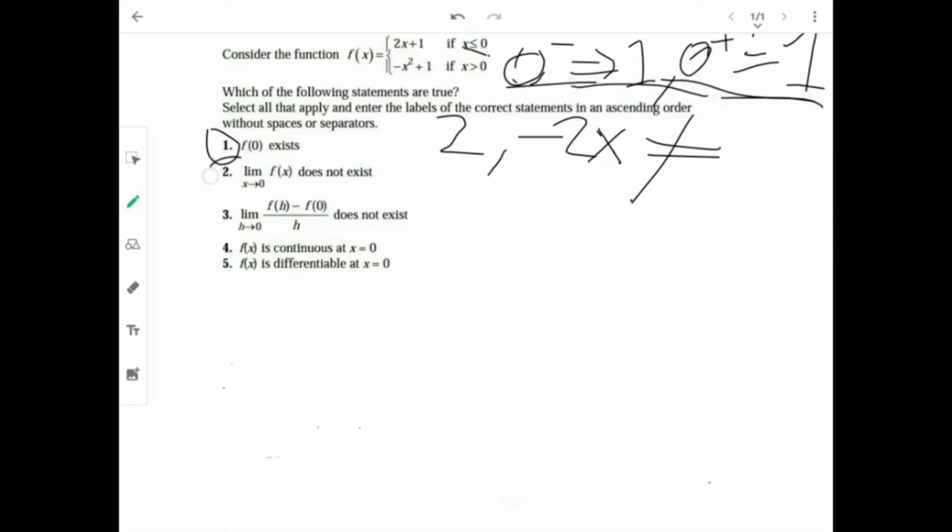So you find the derivatives of each side. So 2x plus 1 has derivative 2, and then the next one has derivative minus 2x, so it is not differentiable. So then you go to the choices. So f of 0, yes, it exists because there's an equal sign here, so you circle it. The limit of f of x does not exist, but it is continuous over here, as you can see. So it does exist. So this one is wrong.